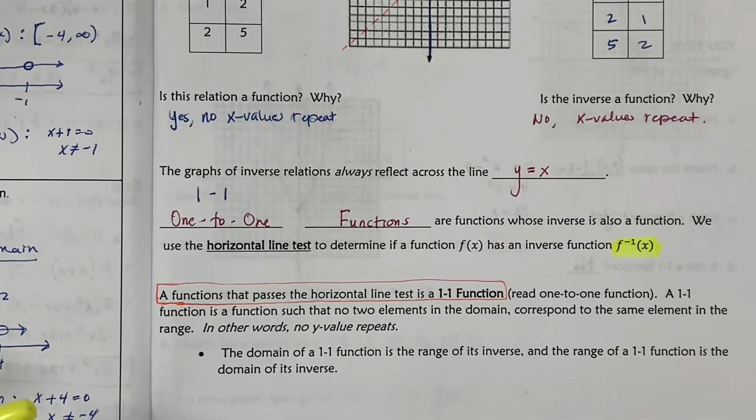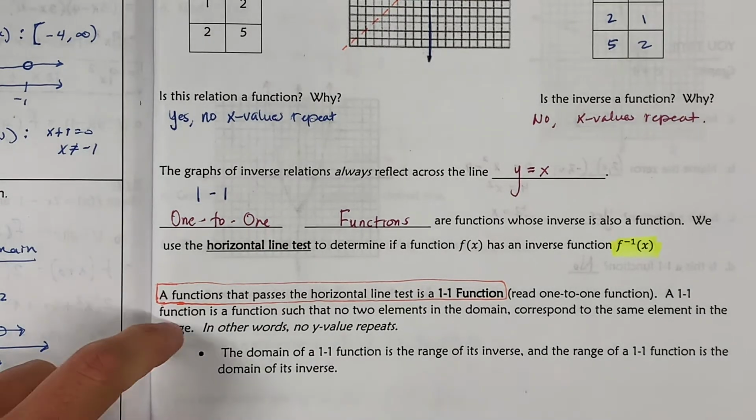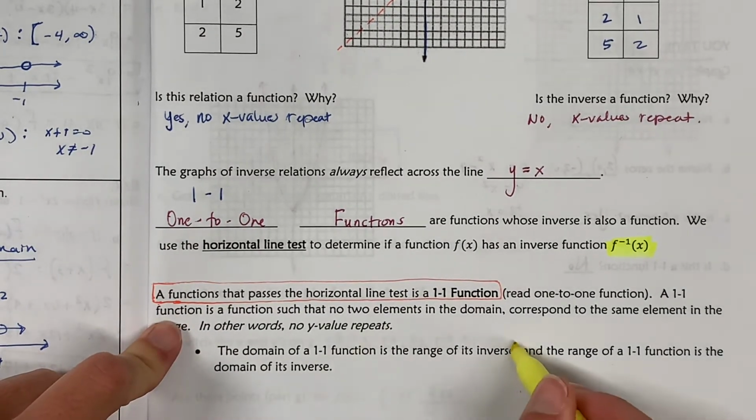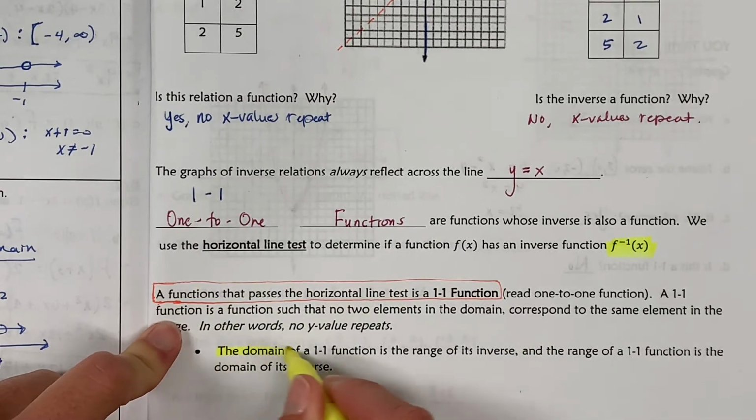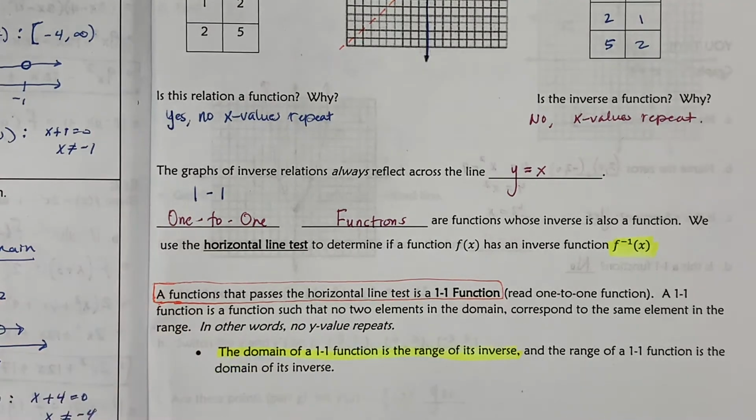Now, just a bit of information. A function that passes the horizontal line test is a one-to-one function. A one-to-one function is a function such that no two elements in the domain correspond to the same element in the range. In other words, no y values repeat. Now, the domain of a one-to-one function is the range of its inverse. Because remember, to find the inverse, you switch the x and the y. So if we switch from domain to y, that's the range.